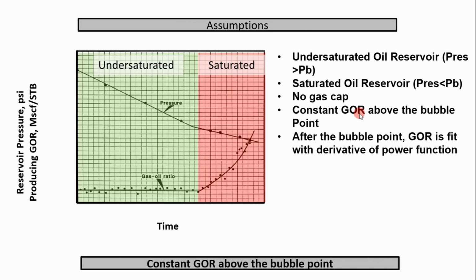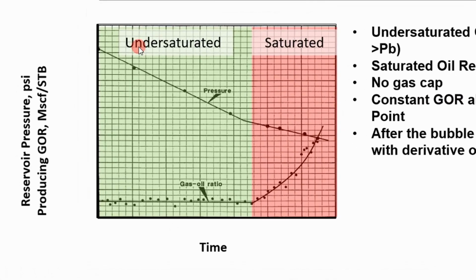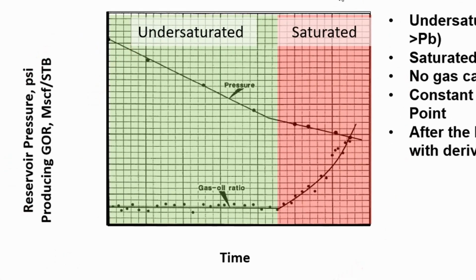So before we go into our analysis, we need to understand how a reservoir behaves, especially a reservoir that is initially producing above the bubble point. So this is a graph from McCain's Petroleum Engineering Reservoir Fluids, and as you can see, we have gas-oil ratio and pressure plotted as a function of time. So this graph identifies two distinct regions: the undersaturated region, where the reservoir is above the bubble point pressure, and then the saturated region, where the reservoir is producing below the bubble point pressure. You can see the gas-oil ratio trend is constant above the bubble point because the gas stays in solution.